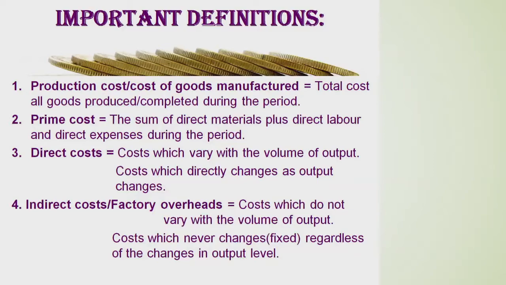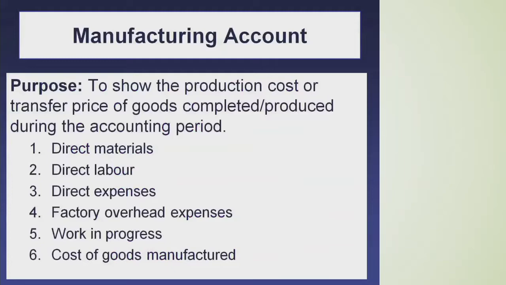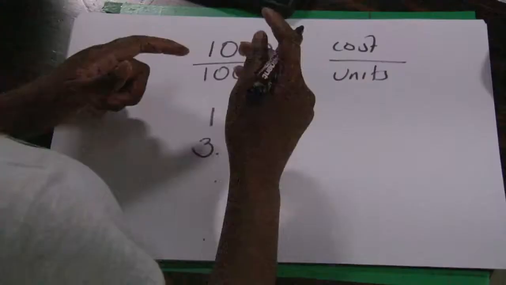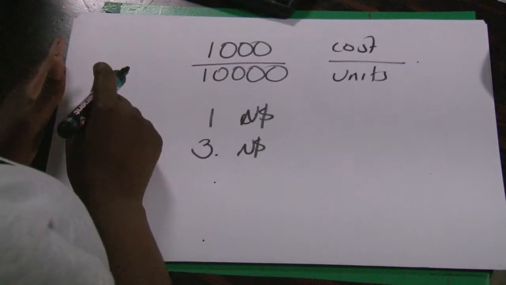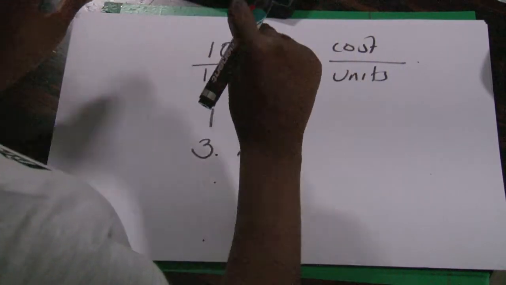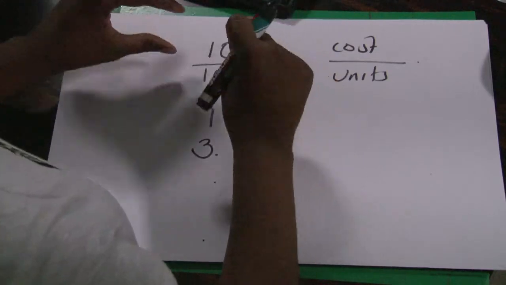I already explained to you that when we are talking about direct material, direct labor, or direct expenses, these three are always variable. For example, if we change the number of units to 10,000, it means we need more direct materials, more labor to produce these 10,000, and more direct expenses. But with factory overheads, whether you have produced more output or less output, the cost remains the same. Factory overhead expenses are fixed costs.